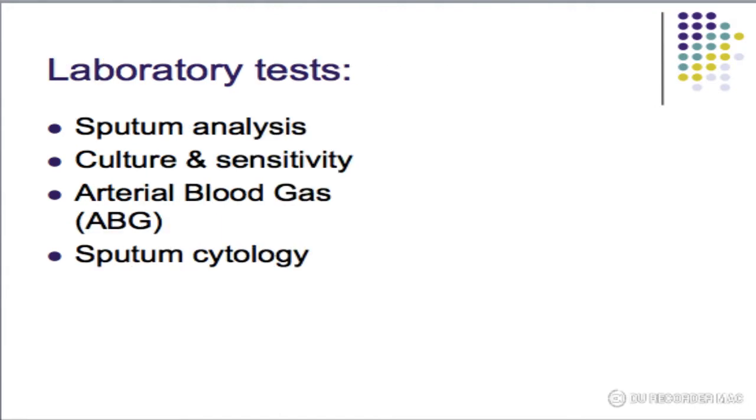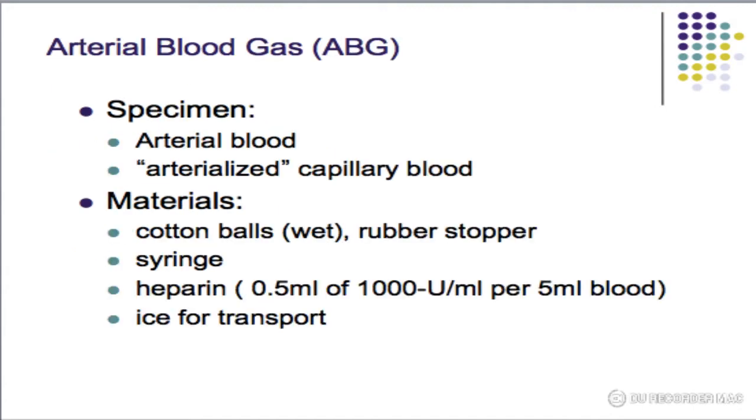Okay, there are some laboratory tests like sputum analysis, culture and sensitivity. We have the ABG as part of laboratory evaluation. So ABG stands for arterial blood gas, and sputum cytology. For arterial blood gas, we need a specimen. It's taken from the arterial line or arterial blood. So hindi siya venous, no?